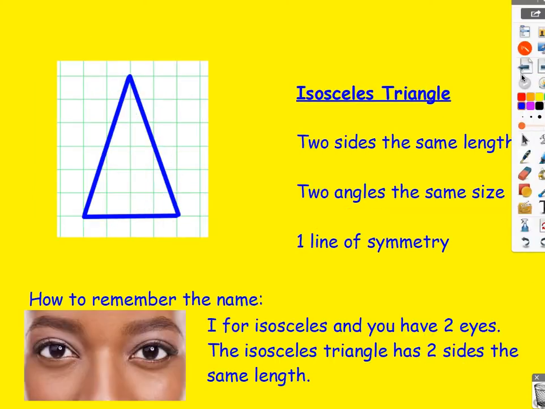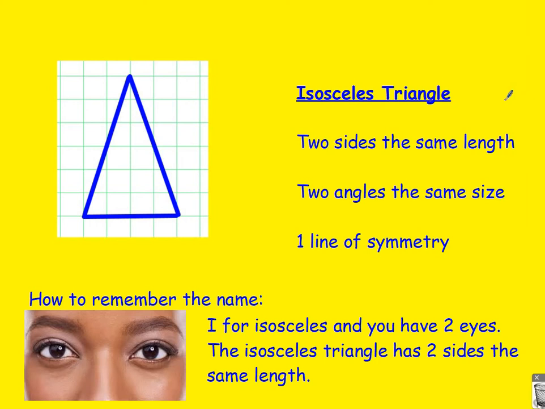Next triangle we'll have a look at is an isosceles triangle. Now an isosceles triangle has 2 sides which are the same length. So I will mark those with a dash. This side here and this side here are the same length. The isosceles triangle has 2 sides the same length.